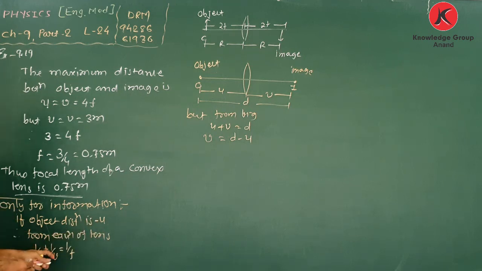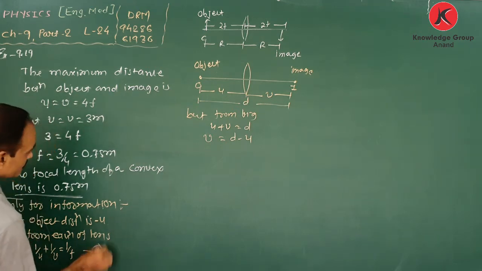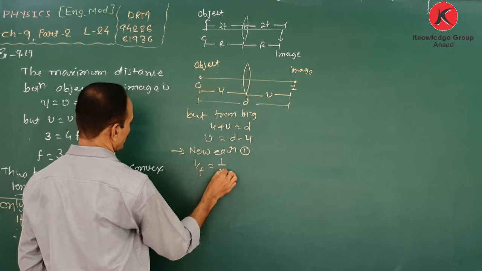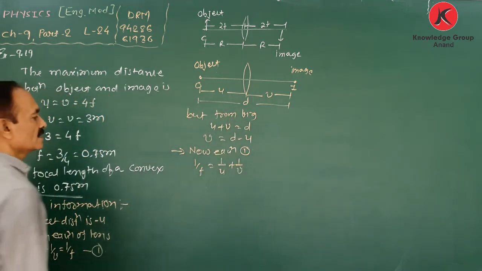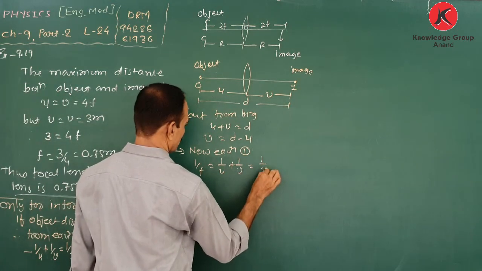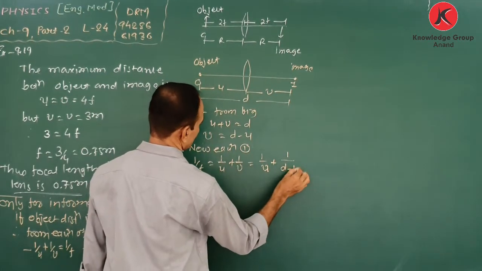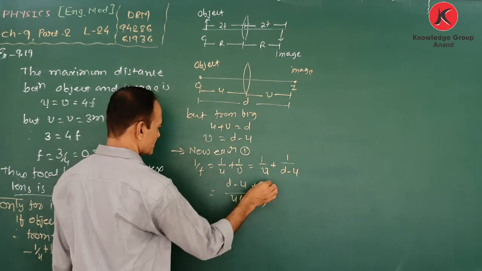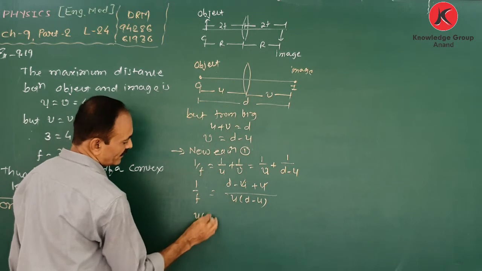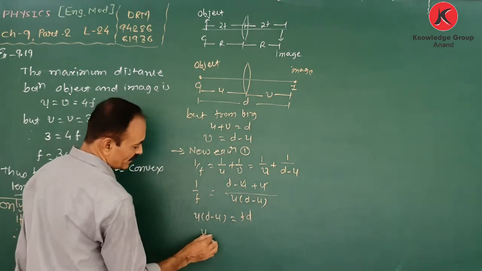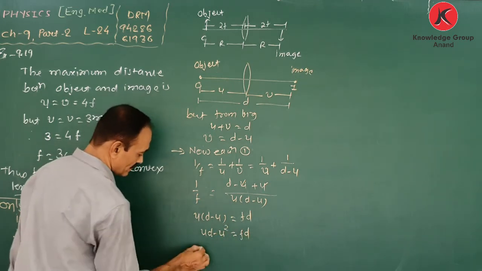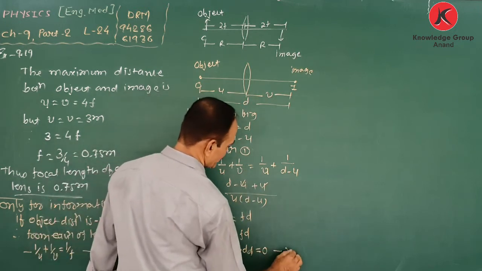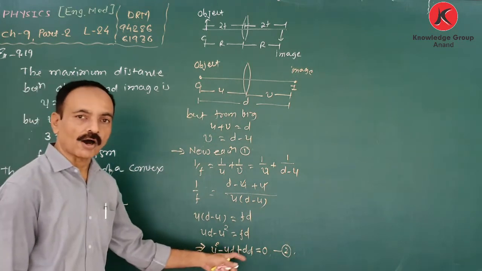Therefore, in this equation, 1 upon f is equal to 1 upon u plus 1 upon v, and instead of v we put d minus u. The LCM is u into d minus u. Here, d minus u plus u cancel. So 1 upon f, therefore u into d minus u is equal to fd. Therefore, ud minus u square is equal to fd. Therefore, u square minus ud plus df is equal to 0.